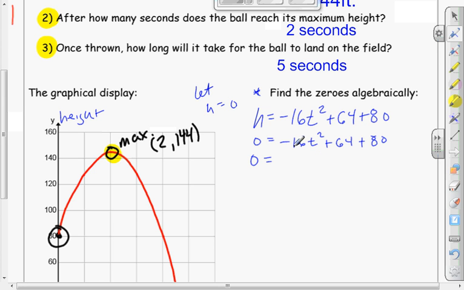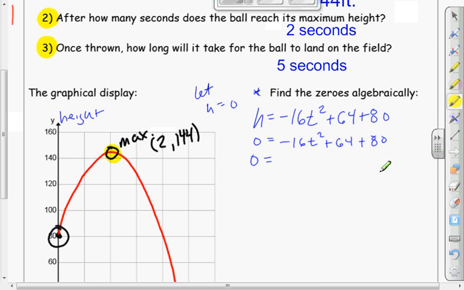As I notice these coefficients, negative 16, 16, and 80, I could pull out 16 here. It would leave me with negative t squared plus 4t plus 5. Okay? 16 as the GCF, divide it back in to get the trinomial. But I've got an issue with this here. I've got a negative t squared. It's not that we can't factor that, but it's more of a pain. It's going to make the factoring a little bit more difficult.